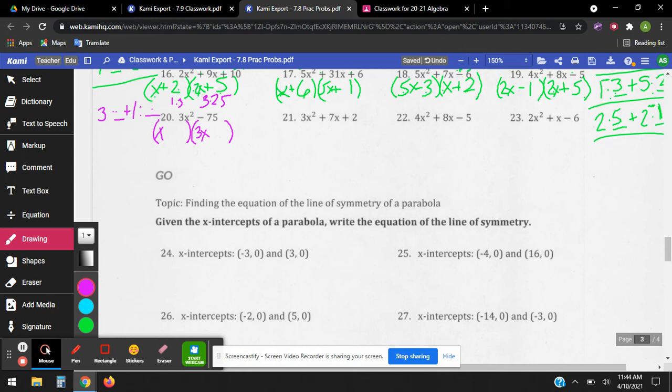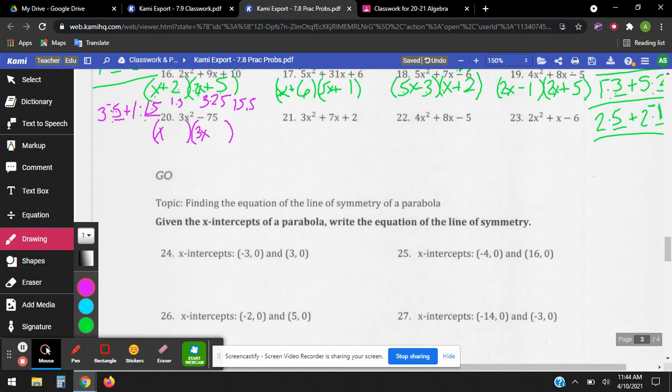What about 15? Is it 15 times 5? Yep, 15 and 5. So let's try 15 and 5. 3 times 5 is 15. 1 times 15 is 15. So I need one of those to be negative. Doesn't matter? I don't think so.